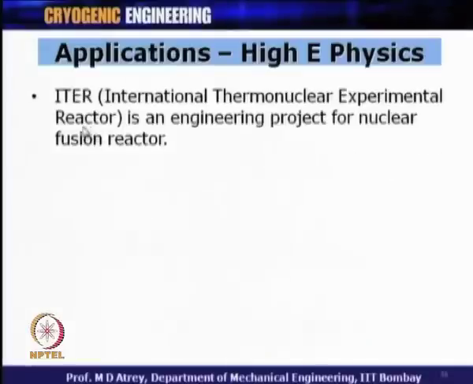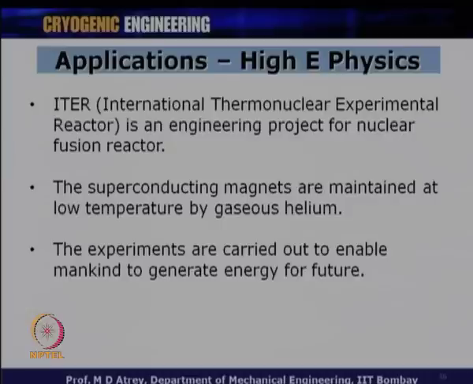The next big application after CERN has been ITER, the International Thermonuclear Experimental Reactor. This is an engineering project for a nuclear fusion reactor. This is a very important project, which is, I think, the biggest project right now on earth. The superconducting magnets are maintained at low temperature by gaseous helium. These experiments are carried out to enable mankind to generate energy for the future. So, if you go on the net, you can get a lot of information on CERN and ITER experiments. And we hope that these experiments will possibly solve our energy problems in future.